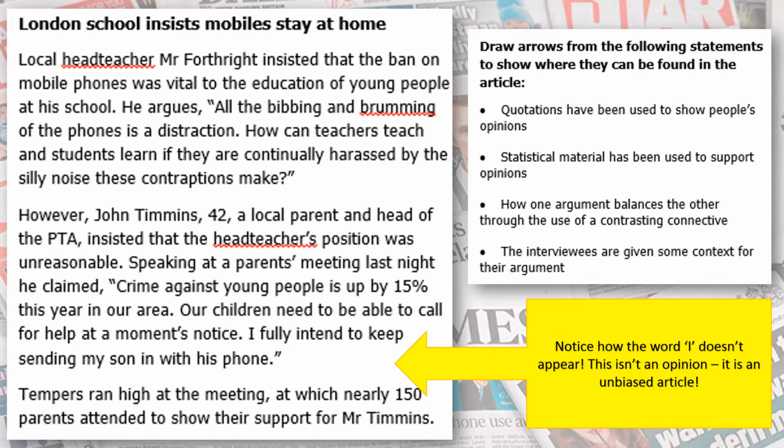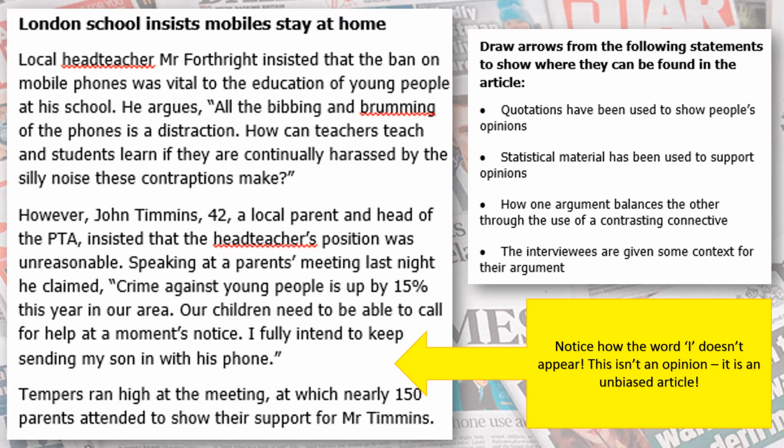Local head teacher Mr. Forthright insisted the ban on mobile phones was vital to the education of young people at his school. He argues all the bibbing and brumming of phones is a distraction. How can teachers teach if students learn if they continue harassed by silly noises these contraptions make? And then we have the opposite point of view.